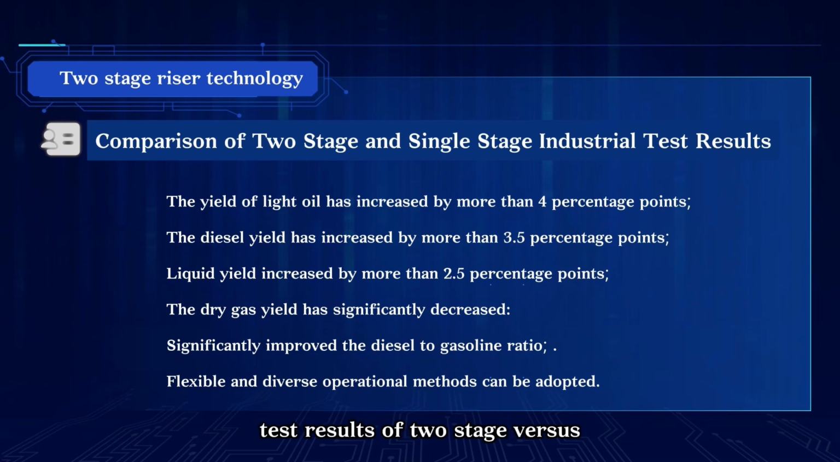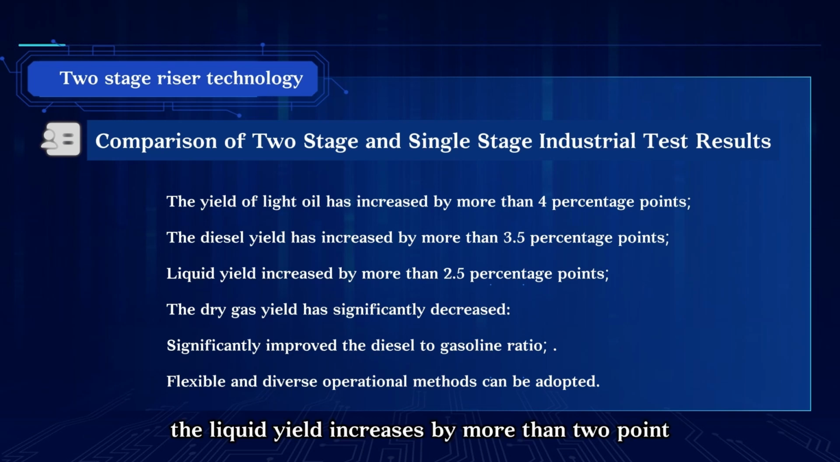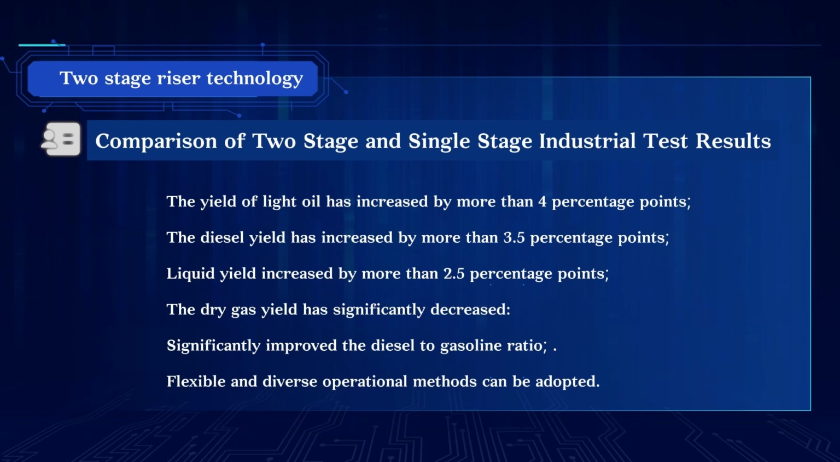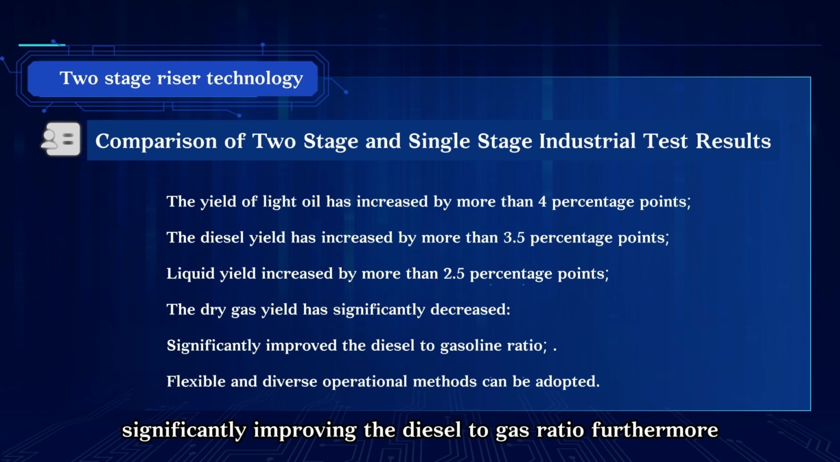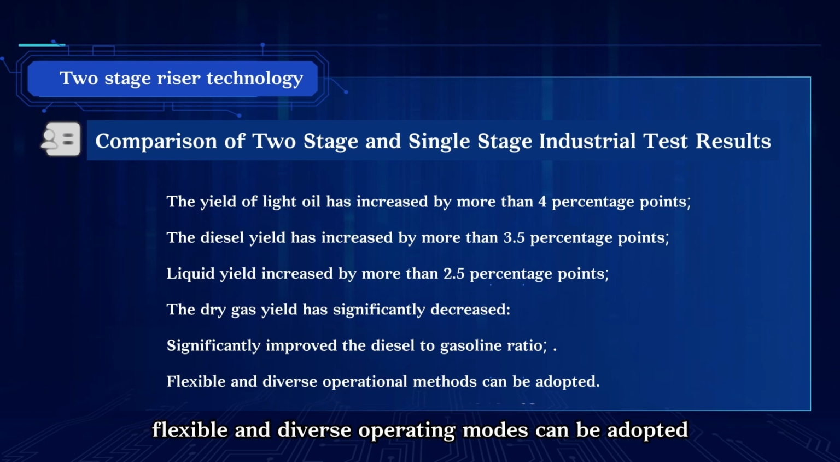Comparing the industrial test results of two-stage versus single-stage, we can see that the light oil yield increases by more than 4 percentage points. The diesel yield increases by more than 3.5 percentage points. Because the riser is shorter, reaction time is somewhat reduced. The liquid yield increases by more than 2.5 percentage points. The dry gas yield decreases significantly, improving the diesel-to-gas ratio. Furthermore, flexible and diverse operating modes can be adopted.